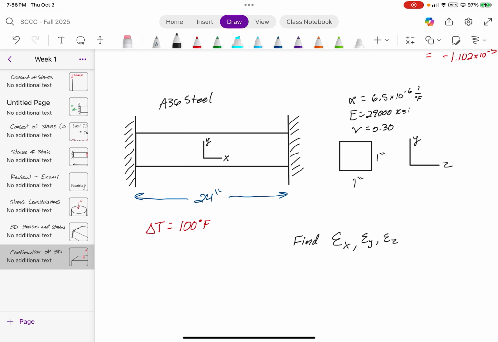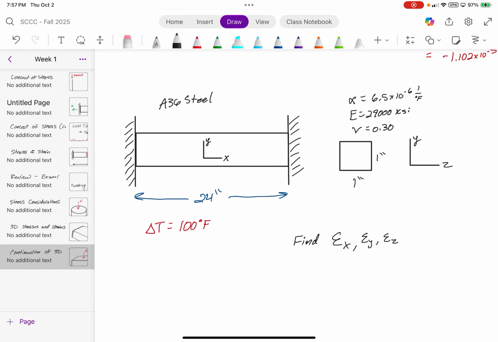So then epsilon y would just be zero then, right? Not quite. That's what you've got to solve, remember. What is Poisson's ratio telling you? It's telling you the relationship of lateral strains to normal strains. So you can use this equation. You know what sigma x is, right? That's just going to be force divided by the cross-sectional area.